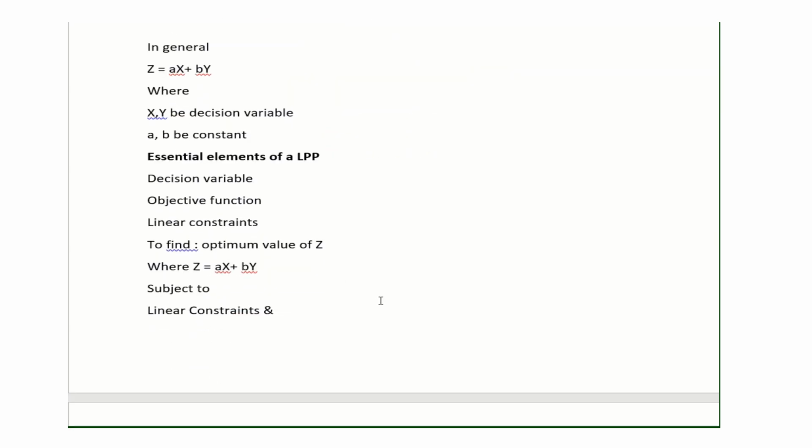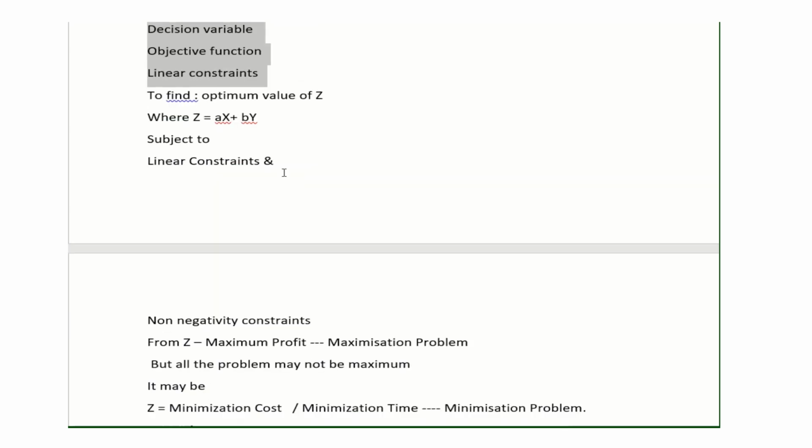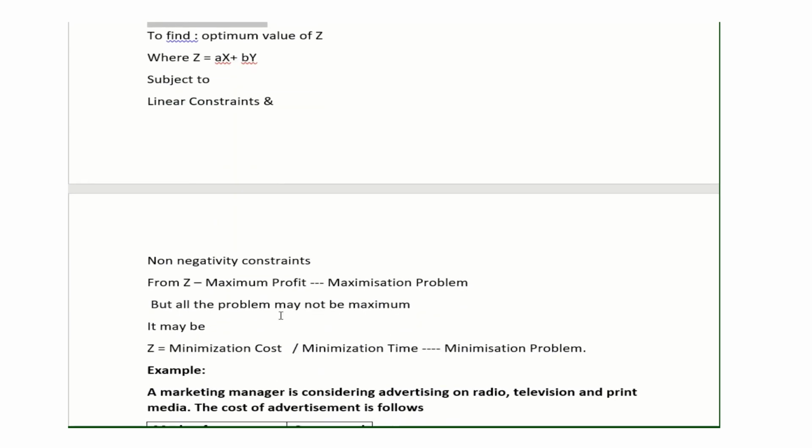So in general, I have said here what it looks like: Z equal to ax plus by, where x and y are decision variables, and a and b are constants. These are spoken of as the major elements: decision variable, objective function, linear constraints. So if there is an LPP, there will be 3 parts. One is the objective function, next is subject to the constraints, and last is the non-negativity constraints. You have to write in this manner, then only it becomes an LPP problem. Here they have written, to find optimization where Z is equal to ax plus by subject to the linear constraints and non-negative constraints. Z may be a maximum profit, or it may be a minimization problem.